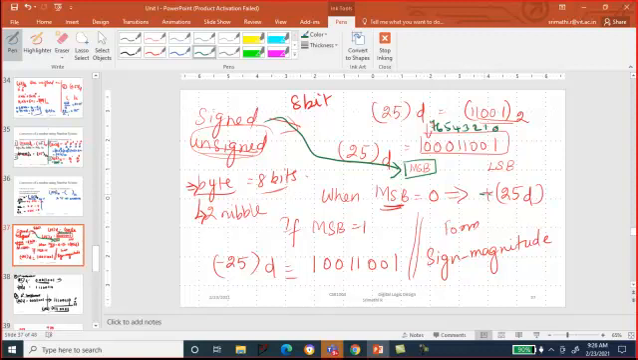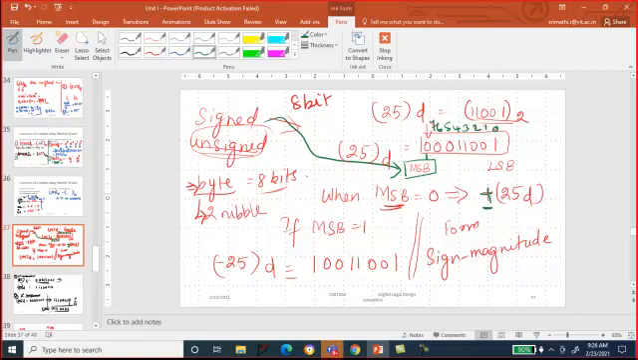If it is a positive number, if it is plus 25, a signed number means you will be using a sign. For example, plus or minus 25 decimal. If it is an unsigned number, we won't be bothering about the most significant bit.